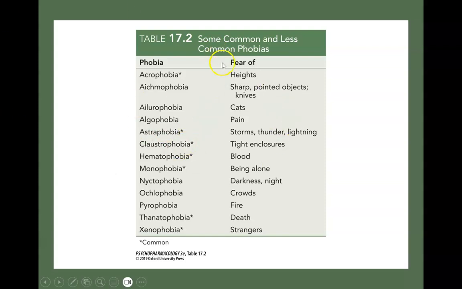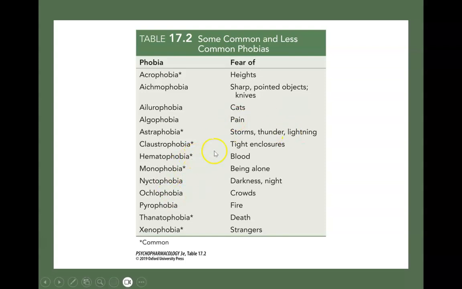So here are some pretty common forms. Common ones are with an asterisk. And some less common ones. So acrophobia, commonly a fear of heights. Claustrophobia, fear of closed-in spaces. This is something that the football sportscaster John Madden actually had. John Madden was so afraid of closed-in spaces that he was not able to fly. And so when he would travel, he would often travel on the road by a bus.